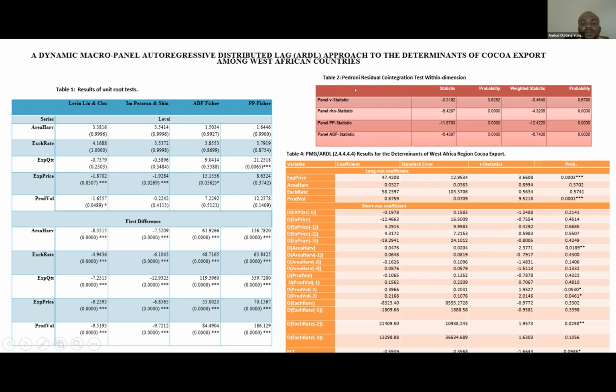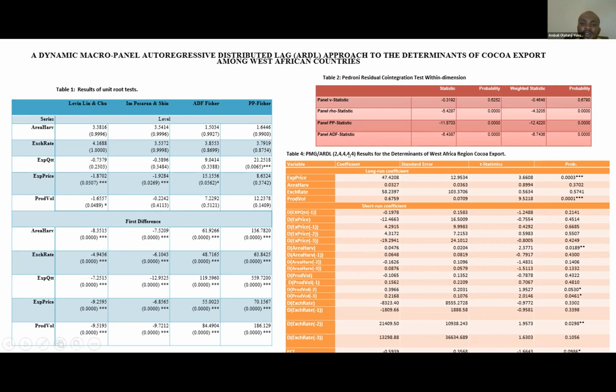So that one now takes us to the Pedroni residual co-integration test in order to test for the long-run association among the variables. When you look at all the statistics, the first statistic we have the panel v-statistic, the panel rho-statistic, the panel PP-statistic, as well as the panel ADF-statistic. Virtually all the 3 were significant, only the panel v-statistic. Since majority are significant, it means that there is long-run association among the variables. So as a result of that, the ARDL will be of more importance.